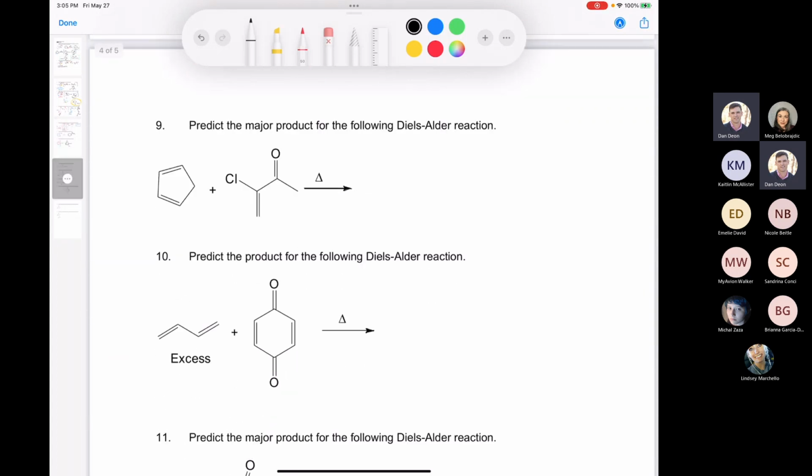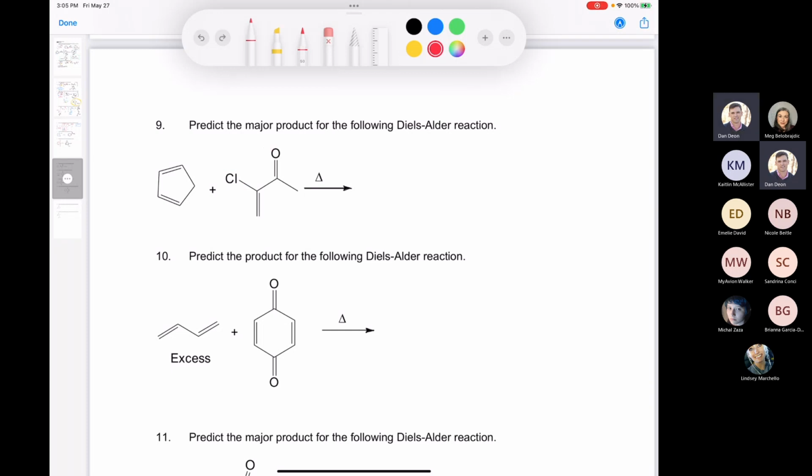Question number 9. Predict the major product for the Diels-Alder reaction here between cyclopentadiene and this dienophile. So let's see, we've got our electron withdrawing group here, so that looks good. There you have it. Now we do have a chlorine here, Caitlin, so that is electron withdrawing. However, the carbonyl is going to end up in the endo position because it forms the favorable interaction between the double bond and the carbonyl and the pi bond that's being formed.